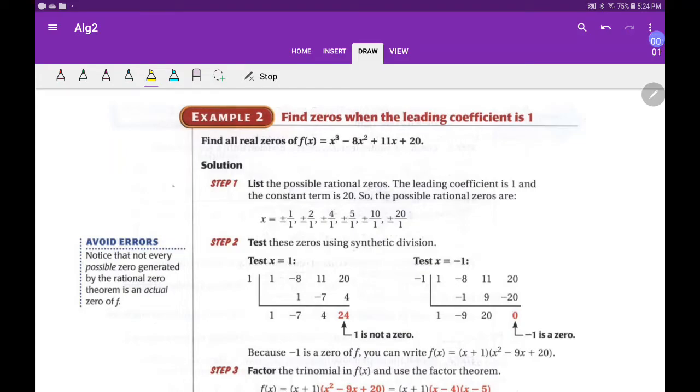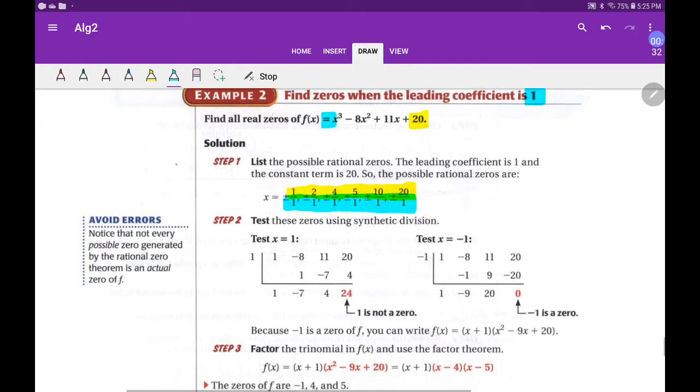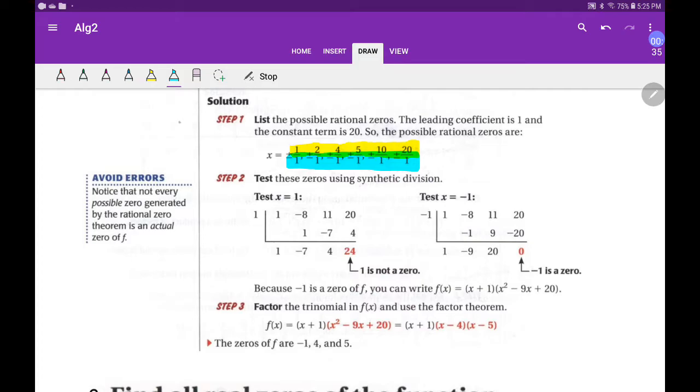Here is an example of what I was talking about before, where we begin to guess what the zeros are. So, as we did earlier in this lesson, we say factors of 20: 1, 2, 4, 5, 10, and 20 are factors of 20. And when the leading coefficient is 1, it's always 1 on the bottom. That's nice. I like that. Well, it makes for fewer possibilities, which is nice when I'm guessing.